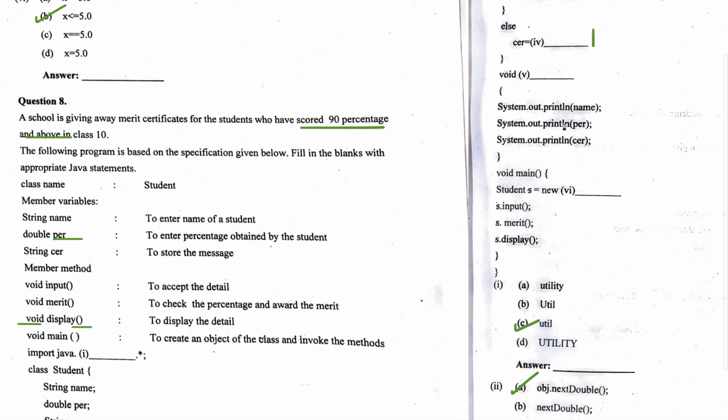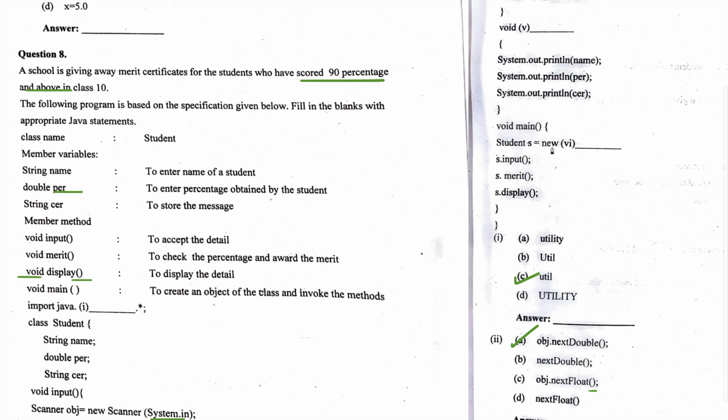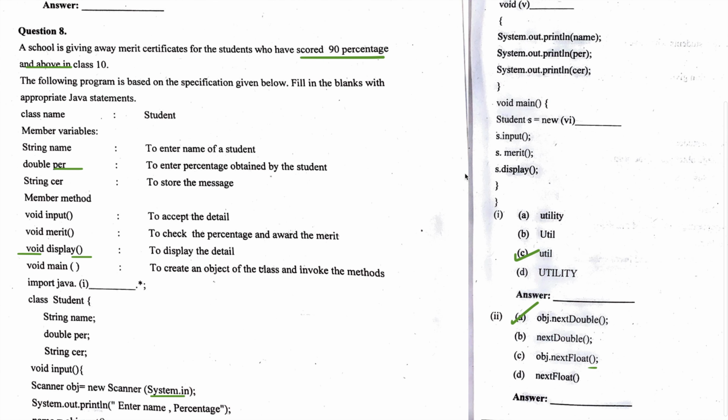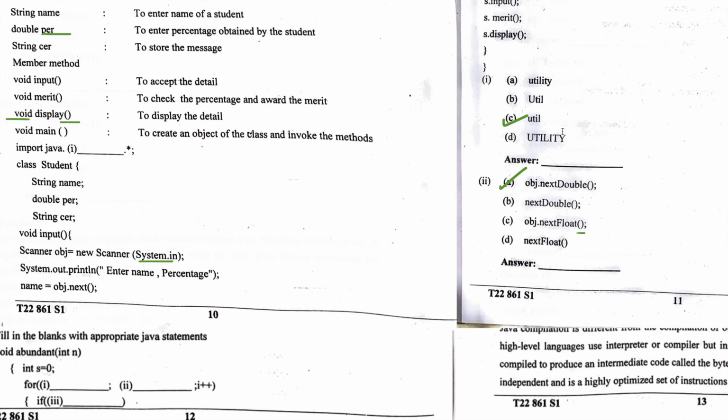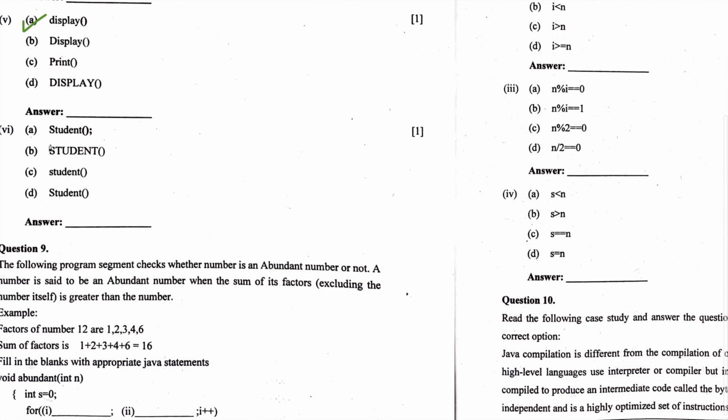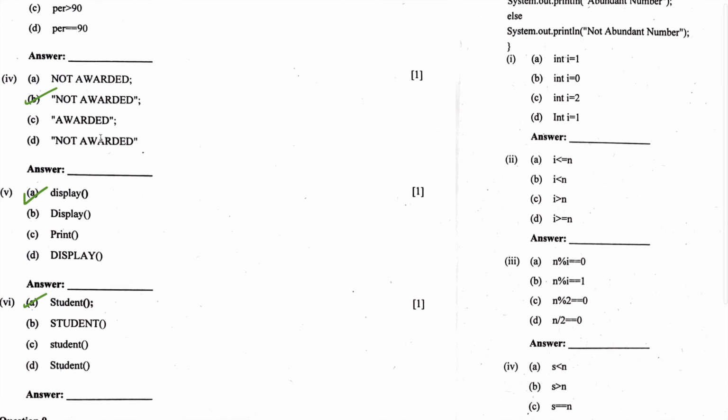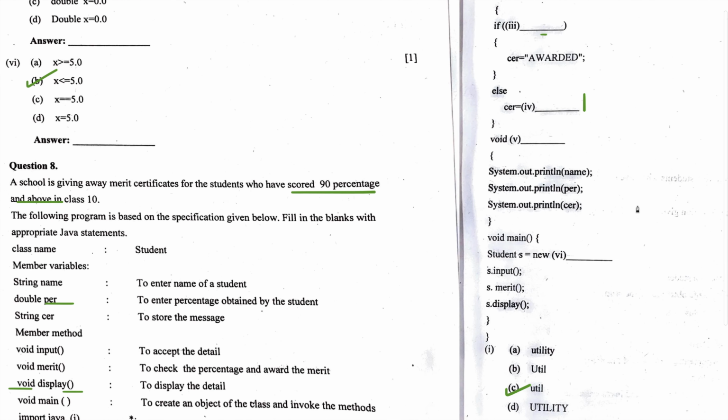Next, after display, we have void main, s equal to new student. We don't have a constructor in this class, so this is the default constructor. So the sixth is going to be the default constructor, which is the name of the class, with parentheses. Again choose the one with the semicolon, because the semicolon is not provided here.